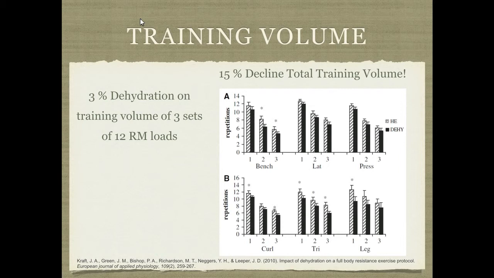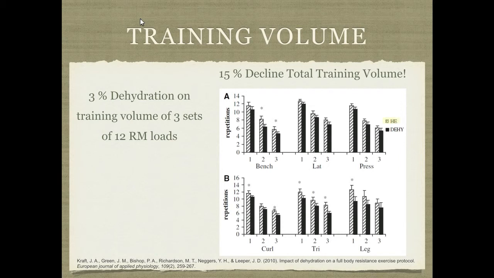One thing we also see is a decrease in training volume. And again, this is strength endurance. So they did bench, lat pull downs, military press, curls, triceps, and leg extensions. And they did 3 sets of basically their 12 RM load. So how much they could lift for 12 reps.